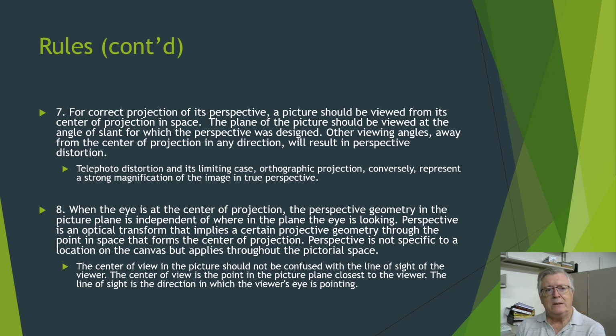Rule 7. For correct projection of its perspective, a picture should be viewed from the center of projection in space. The plane of the picture should be viewed at the angle of slant for which the perspective was designed. Other viewing angles away from the center of projection in any direction will result in perspective distortion.